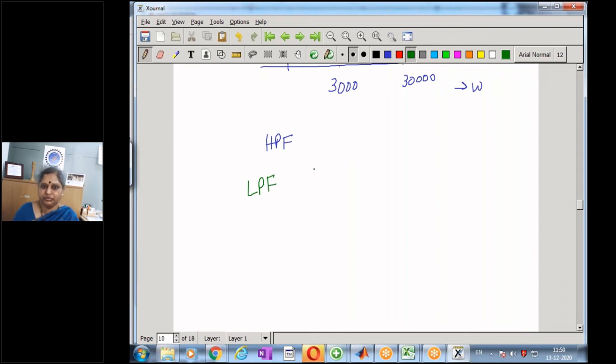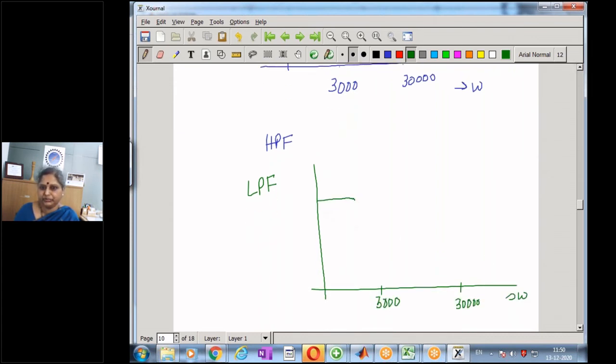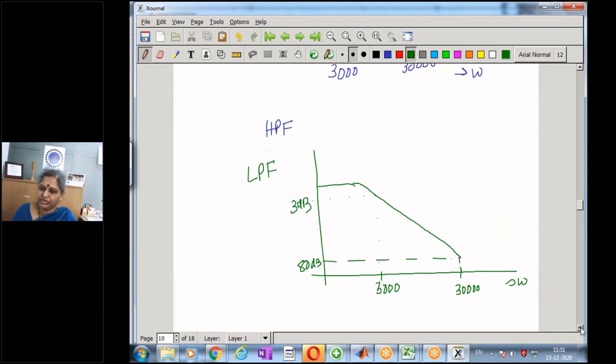If I have a low pass filter, then my specifications are: at 3000 I have a 3 dB cutoff, and at 30,000 I have a cutoff of 80 dB. So a 3 dB cutoff at 3000 and an 80 dB cutoff at 30,000. So this is what is given.